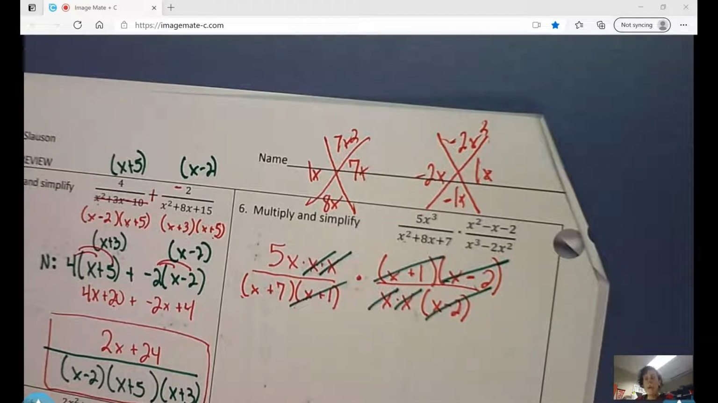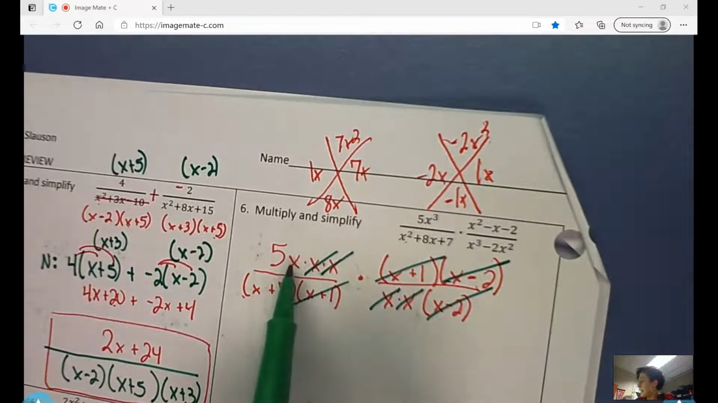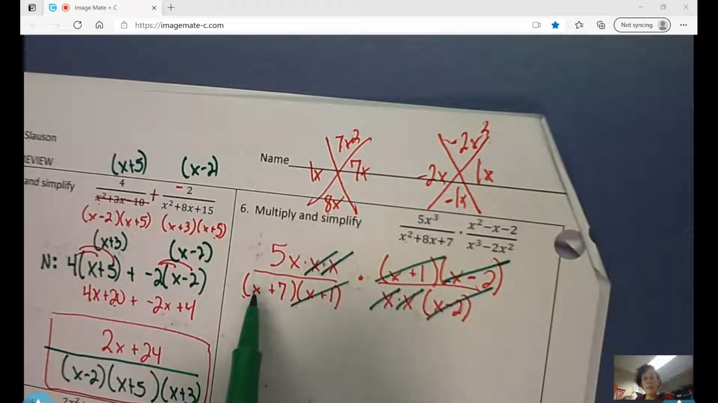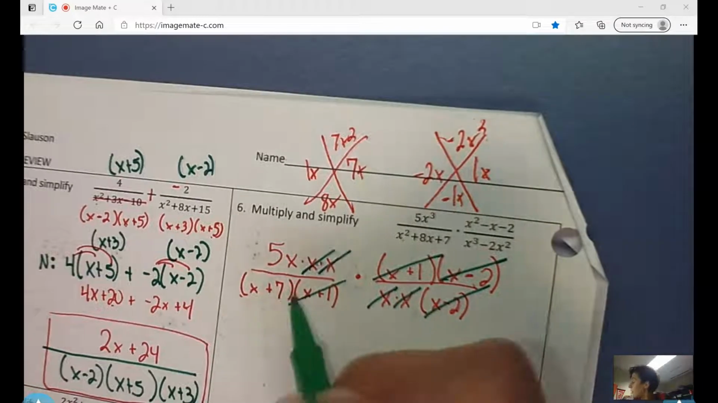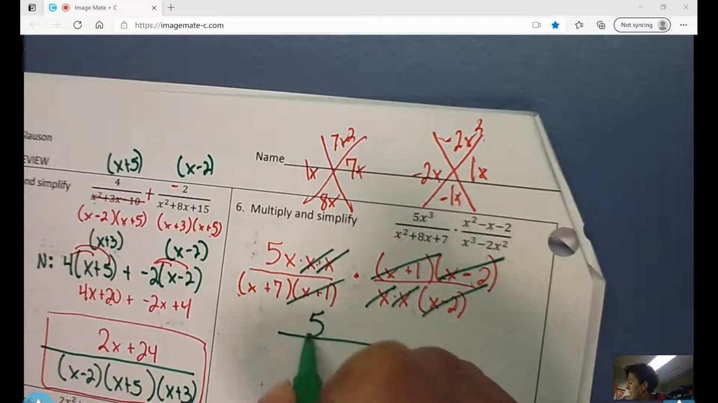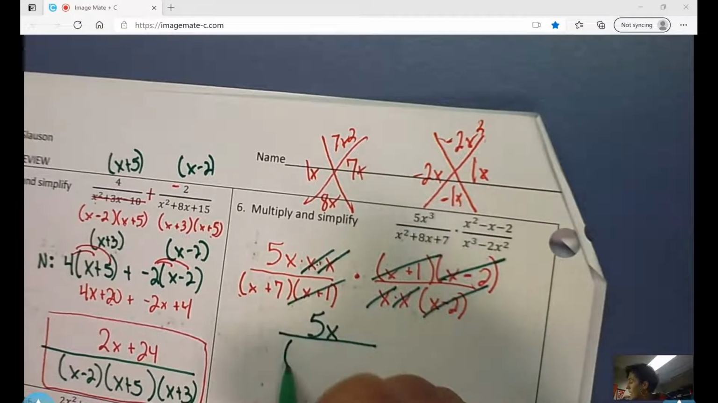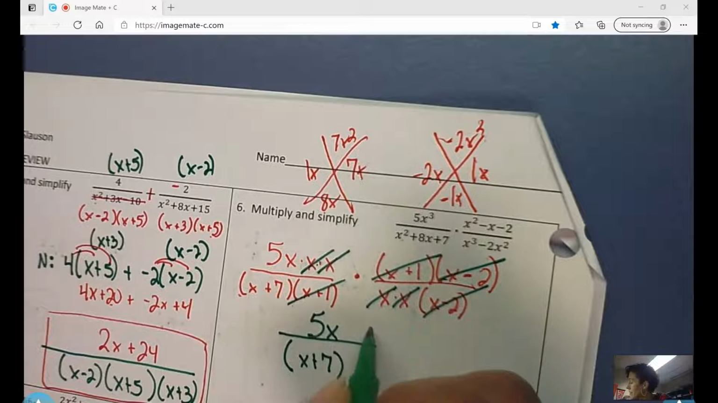Okay? What I can't do is just take out this x with this x, because x is a term. It's connected through addition. So as far as being done, when I'm done, I have 5x in the numerator and x plus 7 in the denominator.